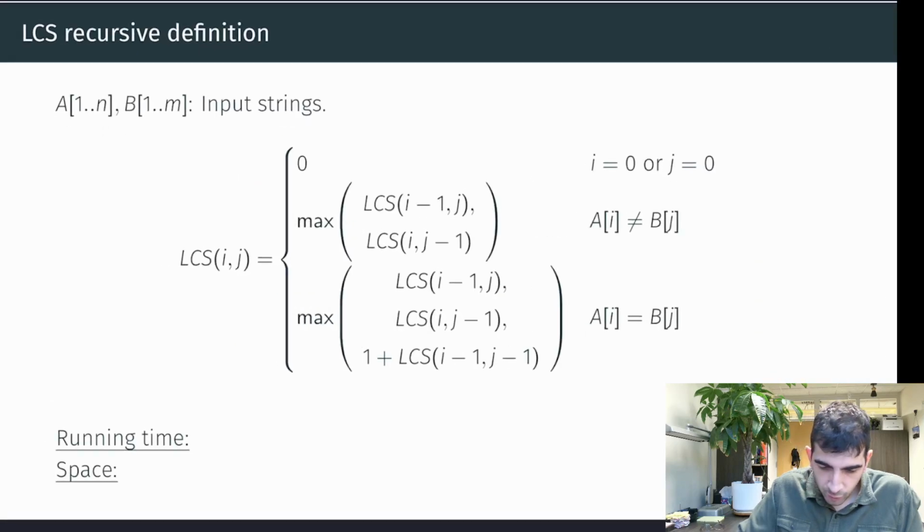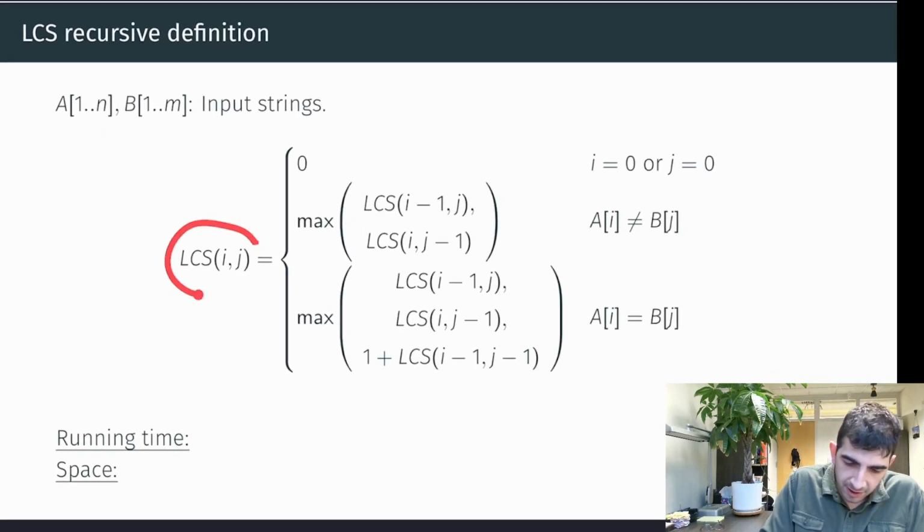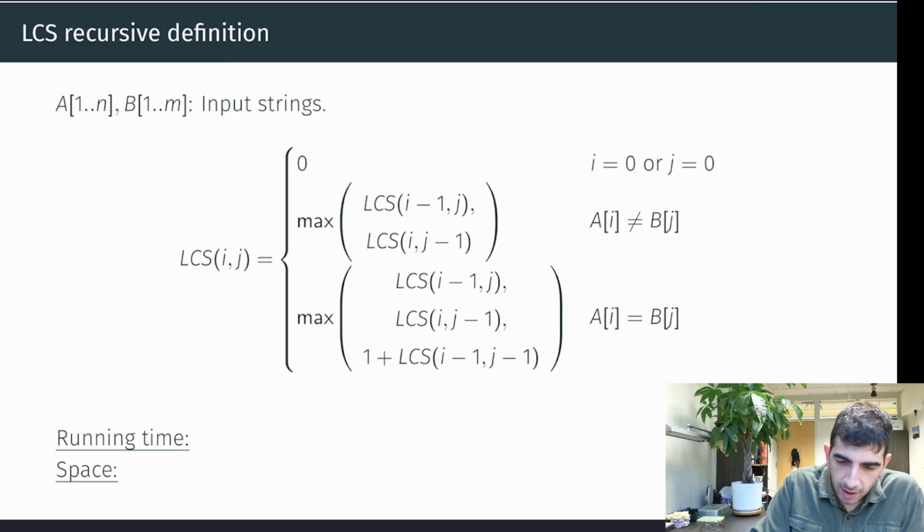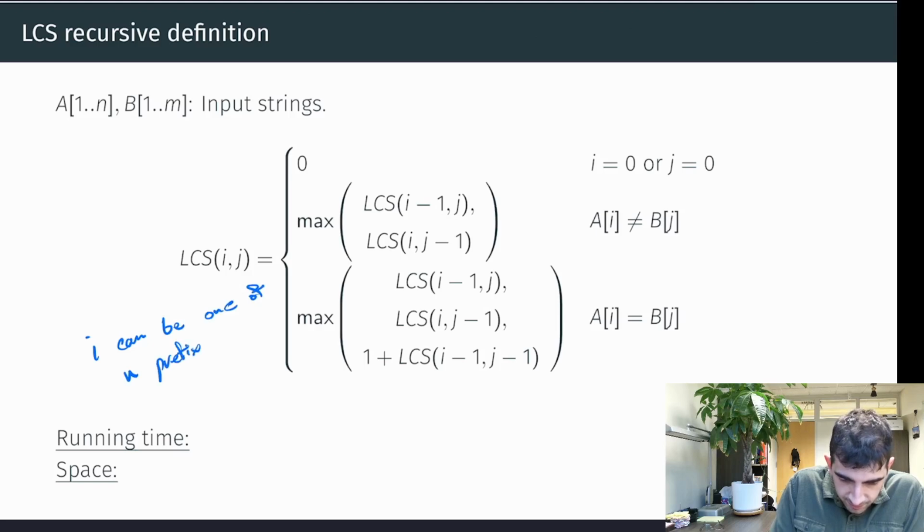The running time, well, how many inputs are there? How many subproblems are there in LCS? Well, I could be one of n prefixes of A. And similarly, J can be one of n prefixes of B. Okay, so we have n squared subproblems.